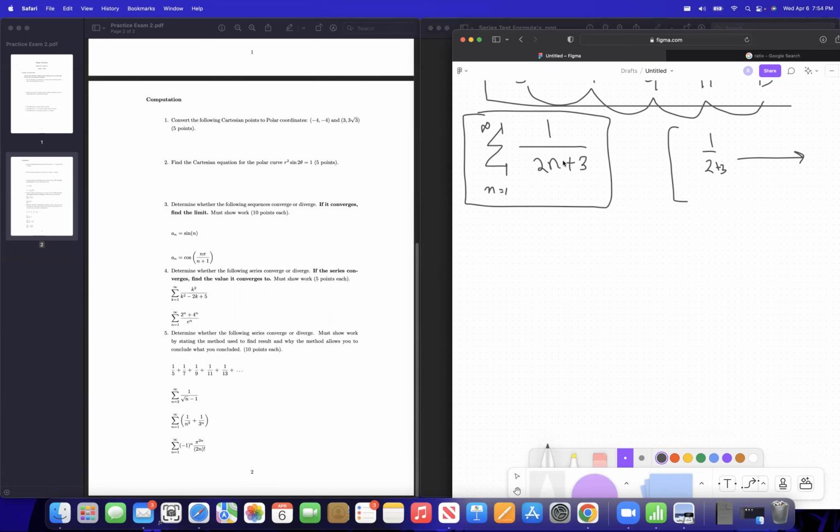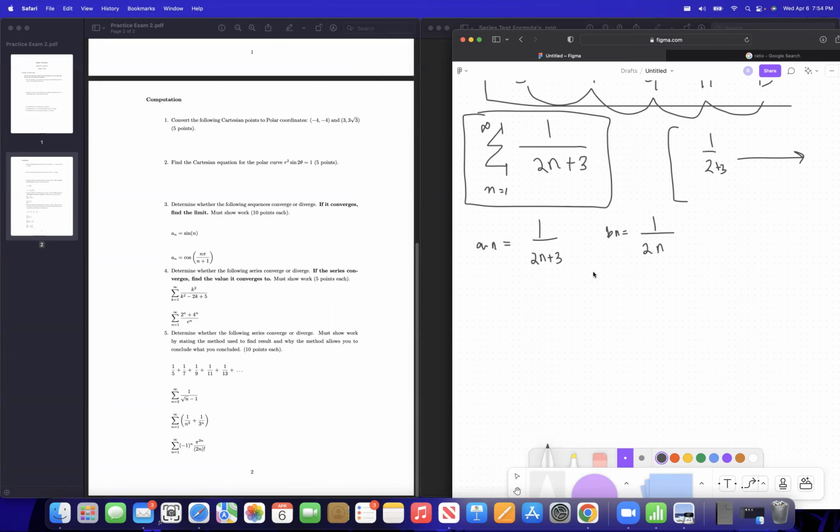And again, whenever I feel like I could strip off constants and stuff, I usually go for the comparison test. So I have my 2n plus 3, and my B of n is basically my A of n, except I strip the constants off. So it's 2n.